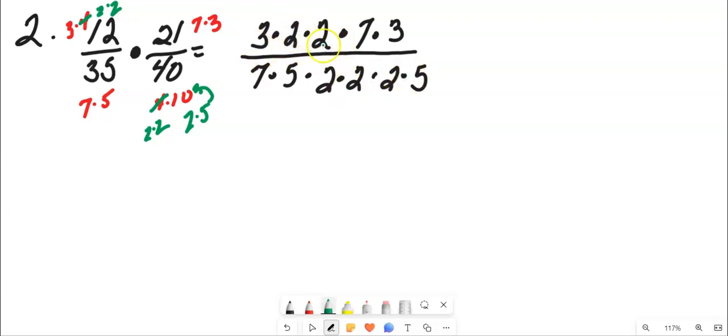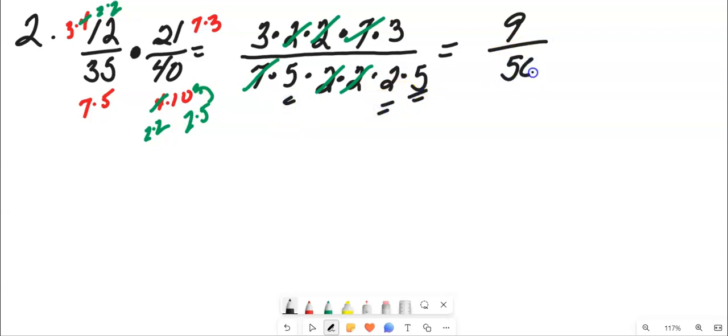Okay, now I'm going to go through and see what can reduce down. So I don't have any 3's on the bottom. I do have a 2 and a 2 here. I have a 2 and a 2 here. They reduce down to 1. Here's a 7 and a 7 here. And it looks like that's the only thing I can reduce down further. So our final answer on my numerator is 3 times 3 is 9. And then we have 5 times 5 times 2, which is 25 times 2, which is 50.